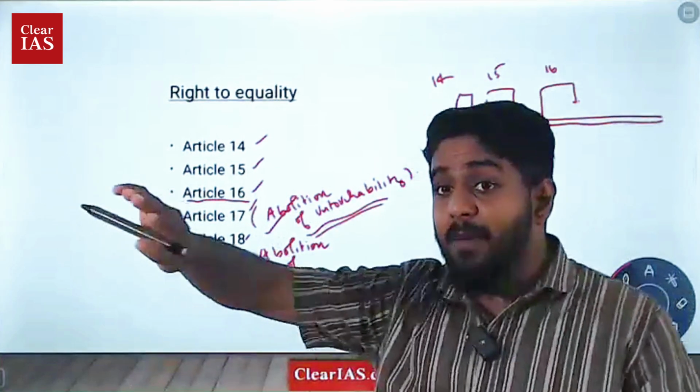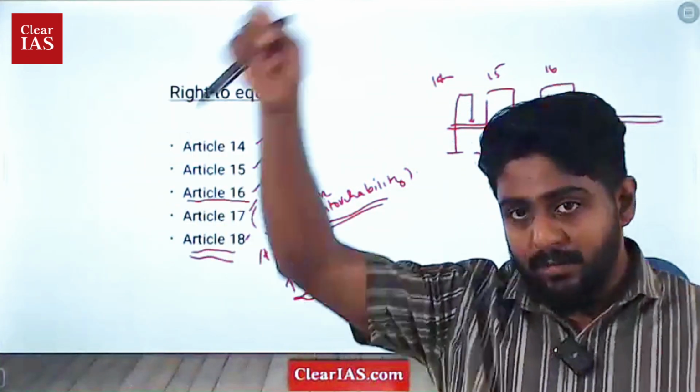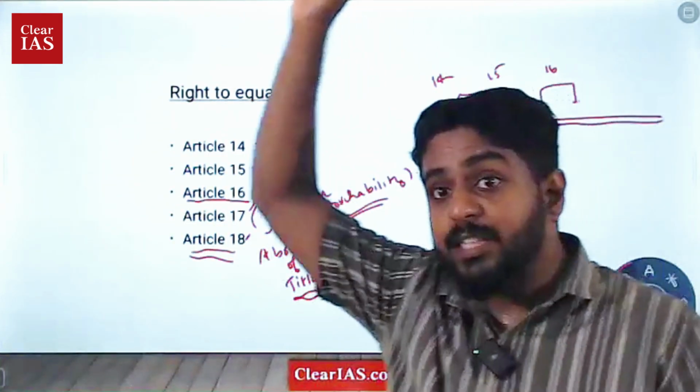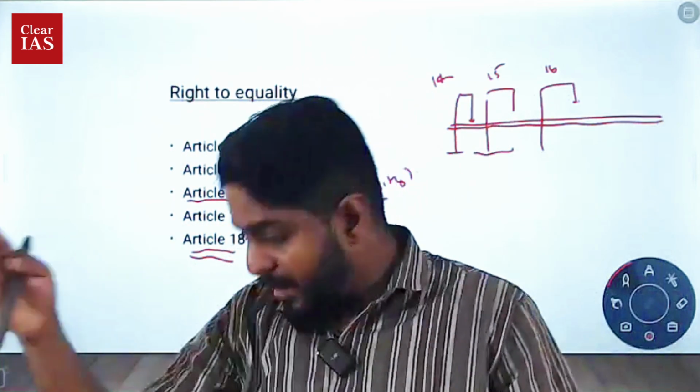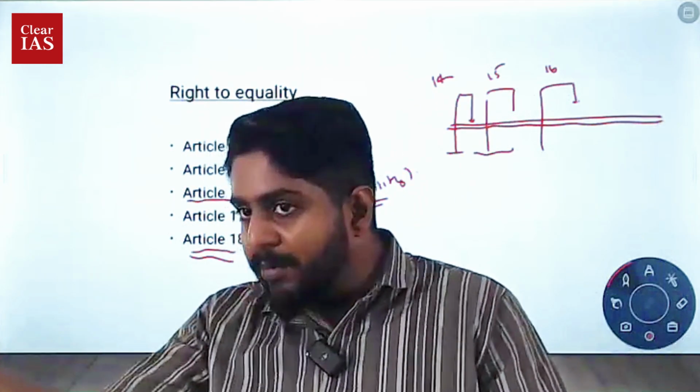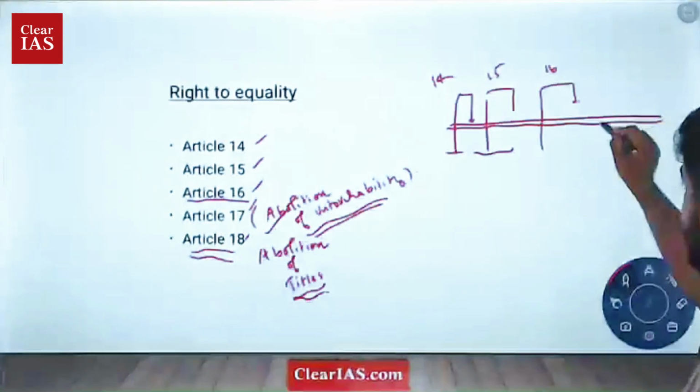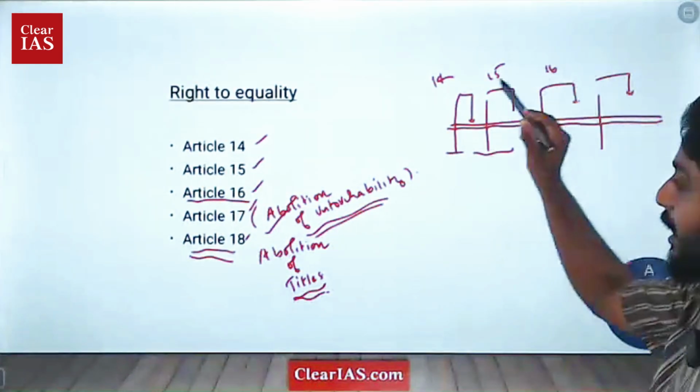Article number 17, abolition of untouchability. There may be a historic experience of untouchability in the past, but now we do not want that. The underprivileged, come over, take the platform. So article number 17 also does this thing.